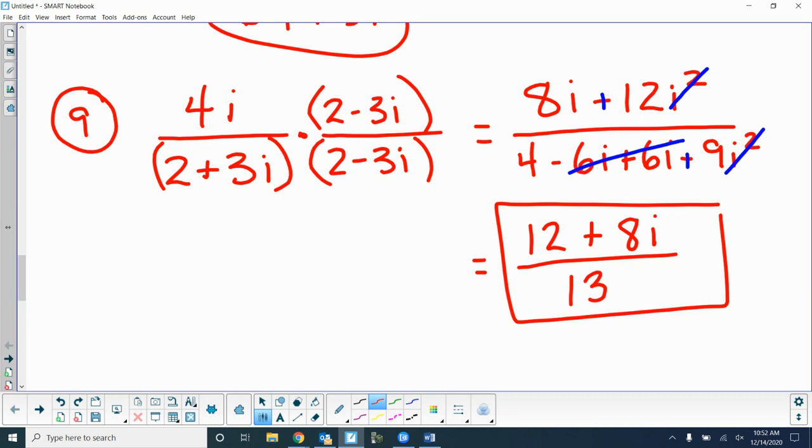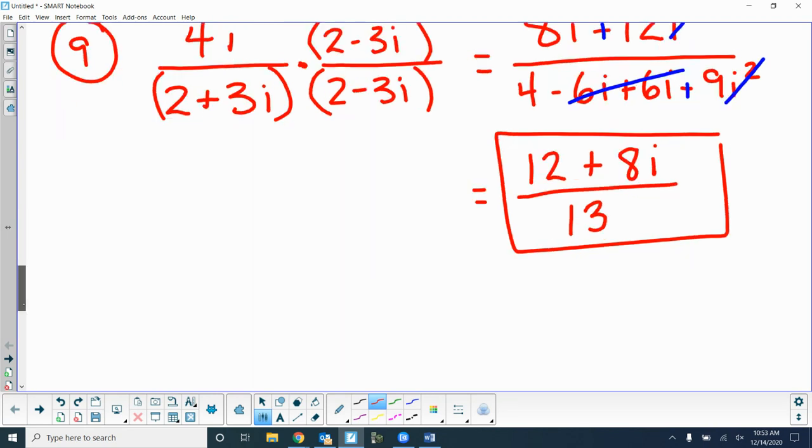So those three were complex number problems. 7 will be addition or subtraction, 8 will be multiplication, 9 will be division. Okay? Yeah, I'm just changing the numbers up. I'm not trying to trick you.